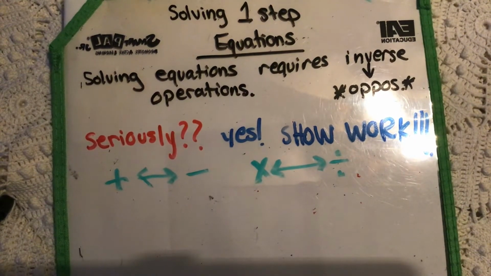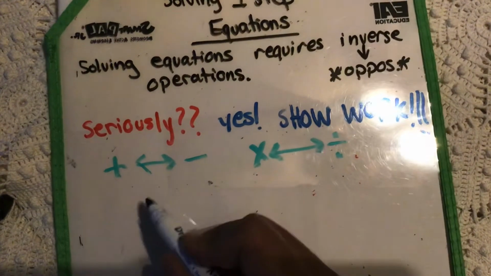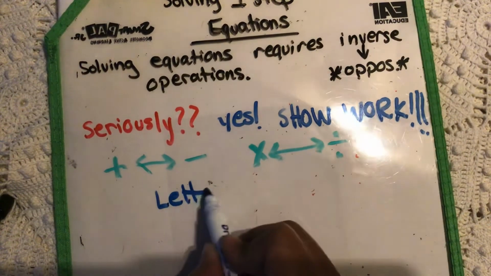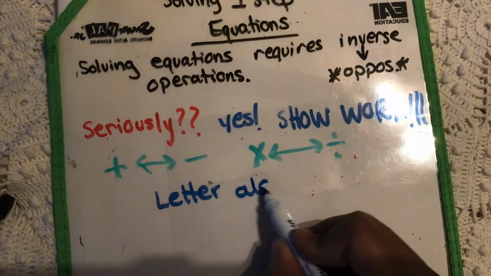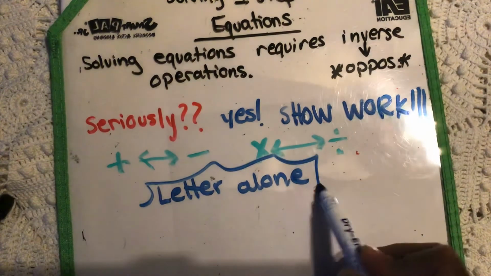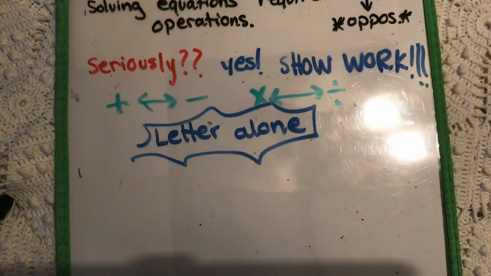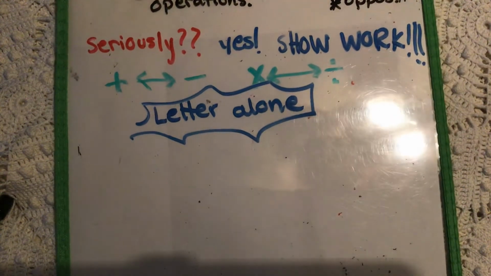So basically, your goal is to get the letter alone. I don't care what that letter is. It can even be a smiley face. That is what our goal is, to get the letter alone. And we do so by doing opposite operations.